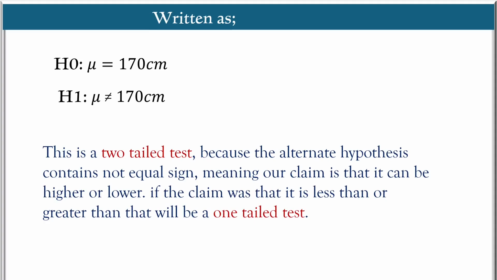So this is a two-tailed test because the alternative hypothesis contains a not equal sign. The not equal sign in the alternative hypothesis indicates that this is a two-tailed test, meaning our claim is that it can be higher or lower. So we've not stated a direction. We are not saying it is higher or lower. We are just saying that it is not equal to this. It's different from it; it can be lower or it can be higher. So if the claim was that it's less than or greater than, that would be a one-tailed test.